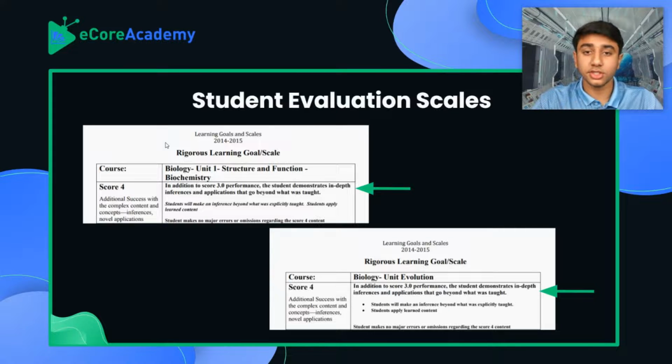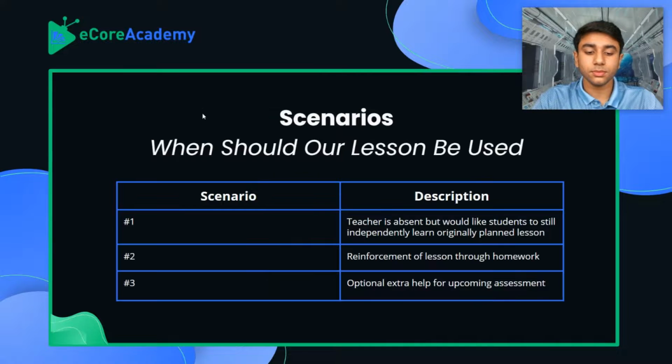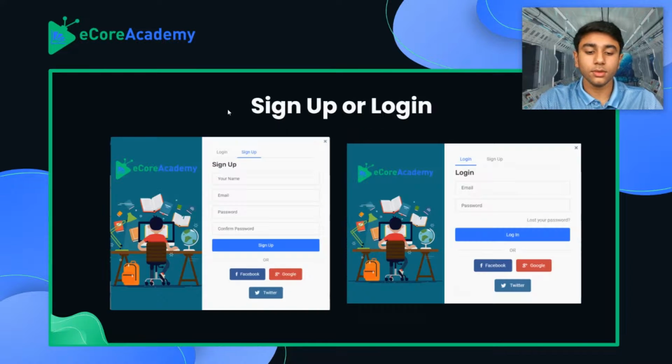We have some suggestions as to how a teacher can use eCoreAcademy and this lesson on the process of science. We suggest the teacher use this lesson if he or she, number 1, is absent from class but would still like students to learn the lesson that was originally planned for the day. Number 2, would like to reinforce material already taught in class that day by making the eCoreAcademy lesson homework or classwork. Or 3, is providing this lesson as optional extra help for an upcoming assessment.